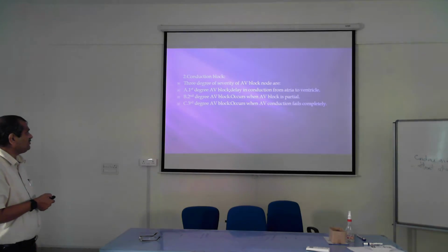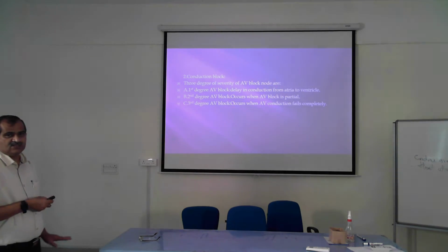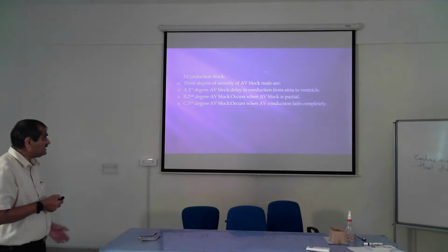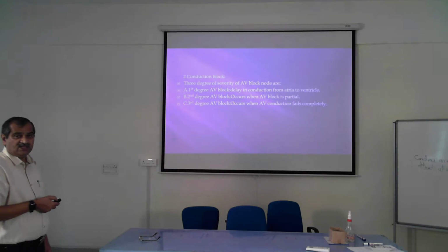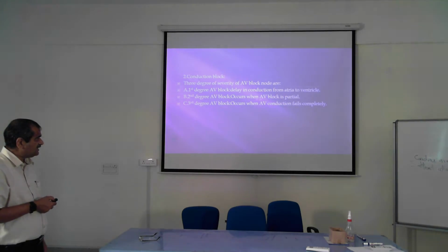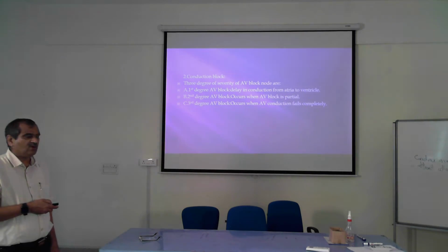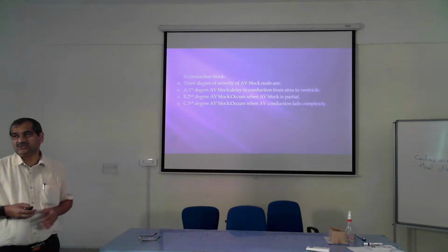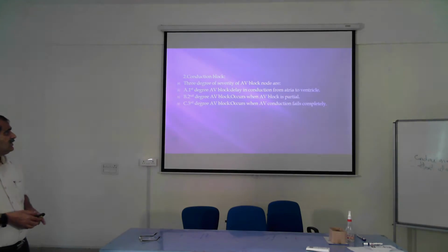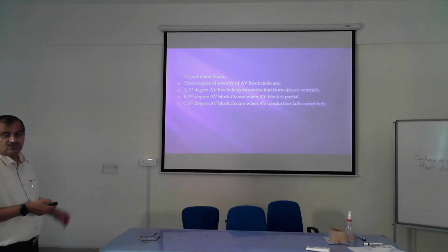So the first degree block means it is just a delay in the conduction. There is no block at all, but there is a delay. Whereas the second degree block is partial. Here the AV block is partial, whereas in the third degree it is totally blocked. But in spite of all these things, cardiac tissue is an intelligent tissue, and it develops some other route for the conduction.